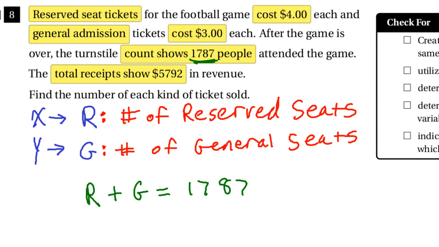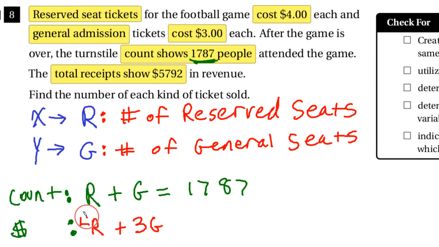Now, just to kind of label these equations, I'm going to call this the counting equation, and that's the one that just counted everyone. Well, the other equation that I can come up with is my money equation. If we think about the cost of each of these, it says right here that this $3 cost is for general admissions. So that means that my general admissions tickets each will make me $3. And then my reserved tickets cost $4. So for every reserved ticket, it makes me $4.